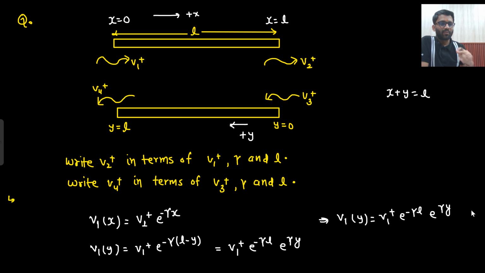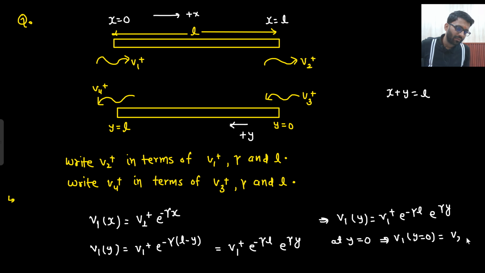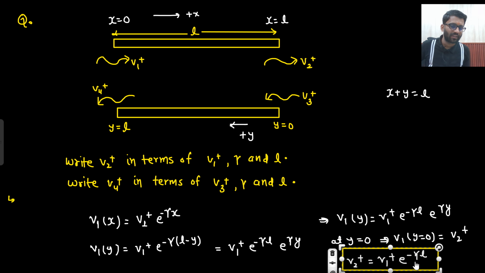If I write in terms of y, then I will say that here v1 plus is not generated; here v1 plus e to the power minus gamma L is generated. And at y equals 0, what is your v1 becoming? Your v1 at y equals 0 is becoming v2 plus. So v2 plus equals v1 plus e to the power minus gamma L, and once you put y equals 0 here, it would be 1 only. So v2 plus equals v1 plus e to the power minus gamma L.